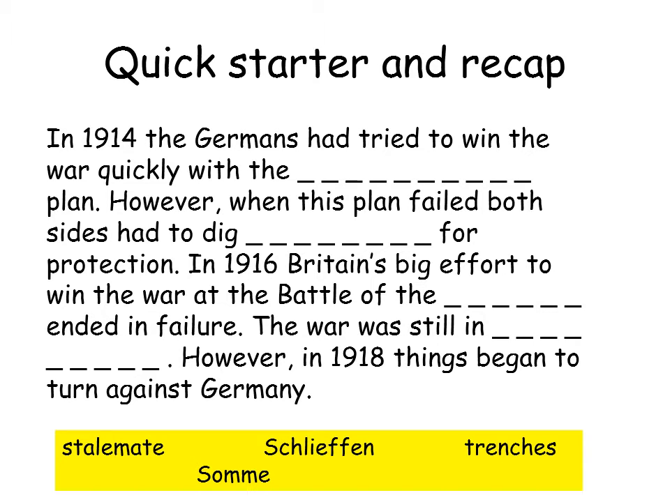Okay, next I just want you to complete this quick starter and recap of our last couple of lessons. So it's very straightforward. There are a number of missing words. They're in the yellow box. Just put them together to create a nice neat paragraph in your book, just recalling what we've done over the last couple of lessons. So again, you might want to pause the slide now just to get that done.